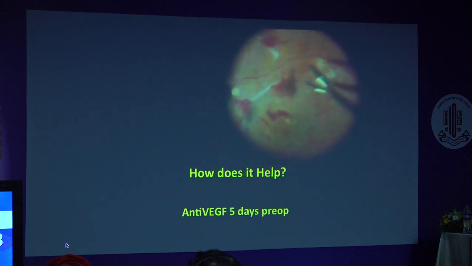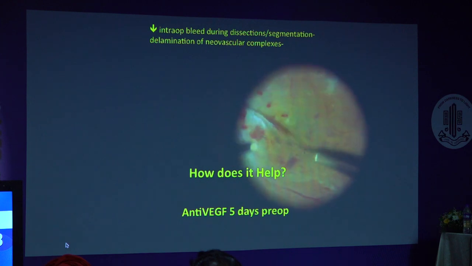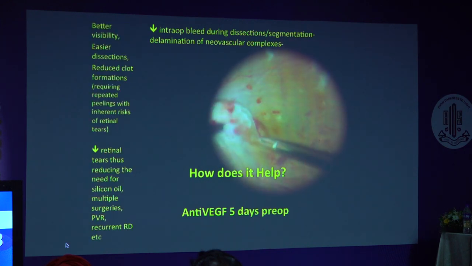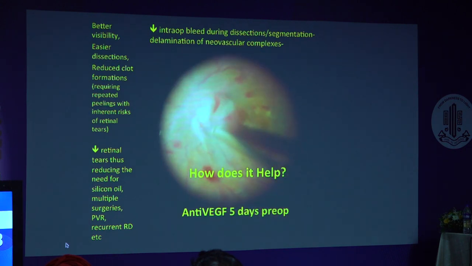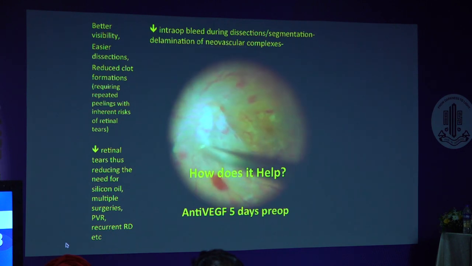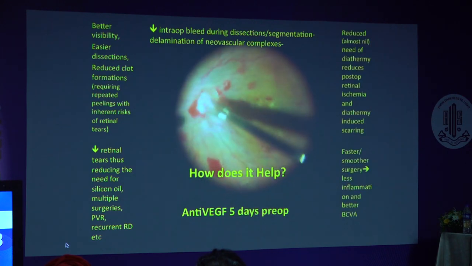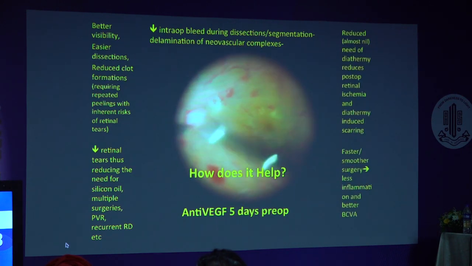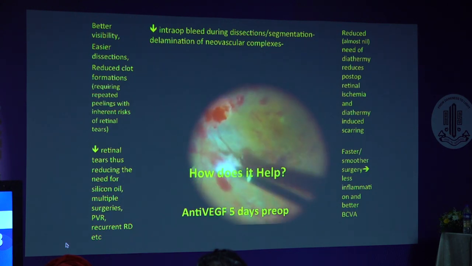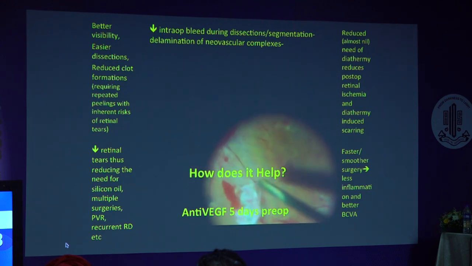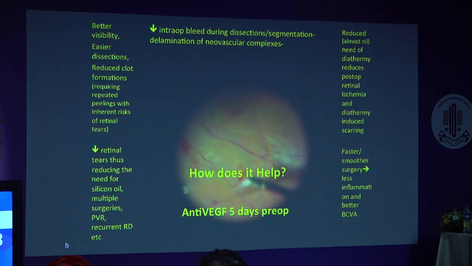How does it help? It helps by reducing intraoperative bleeding during dissections and segmentation delamination, thereby allowing better visibility, easier dissections, reduced clot formations, and all these help reduce the risk of retinal tears, thus reducing the need of silicone-oil tamponade, recurrent surgeries, etc. The reduced need of diathermy reduces the cost of retinal ischemia and scarring, and smoother surgery leads to less inflammation and better BCVA. We can see the bleeding is very well controlled, it's negligible.